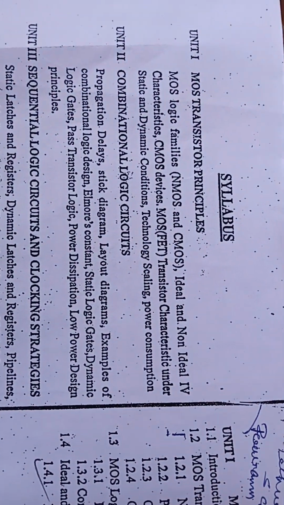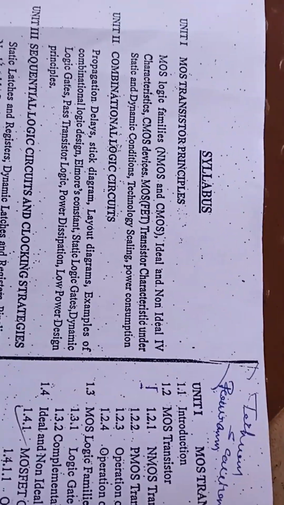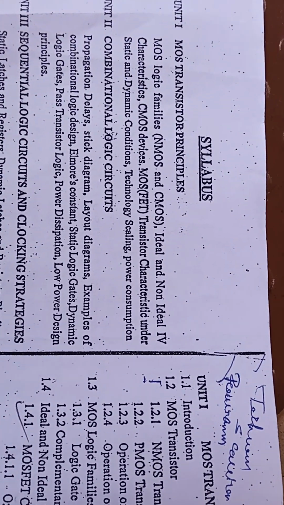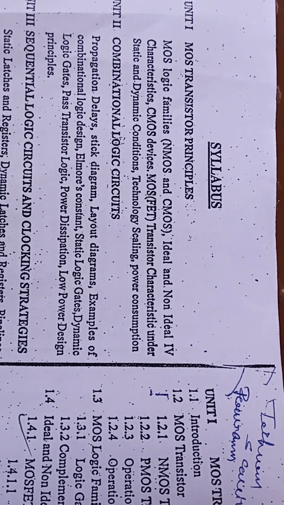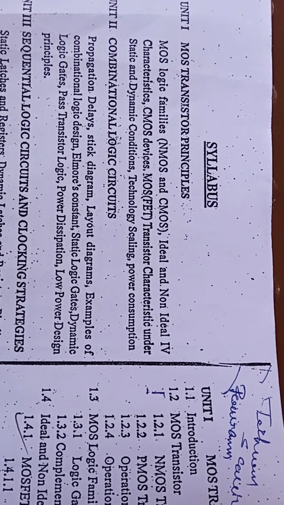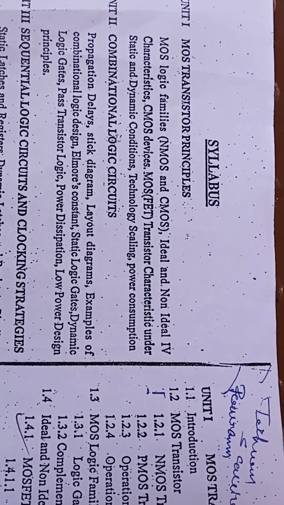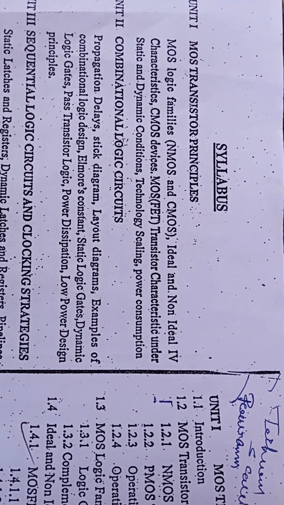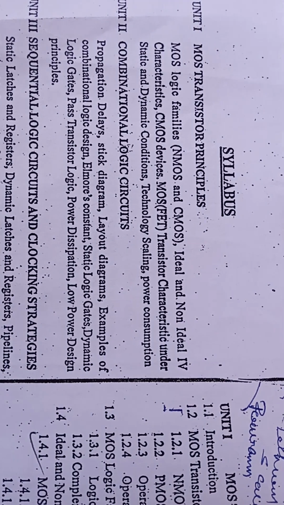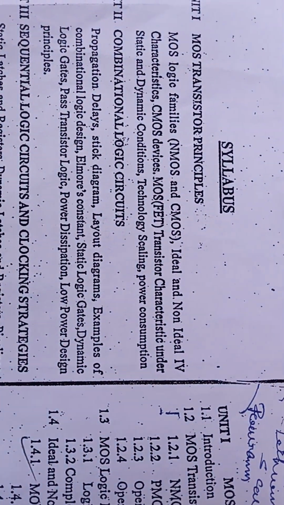And then the next topic will be ideal and non-ideal characteristics. Some characteristics will be there; we will see them later when going to the topic. And next, we will see the transistor under static and dynamic conditions and technology scaling. The scaling is reducing the size.